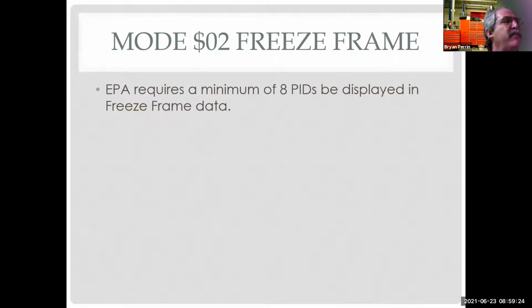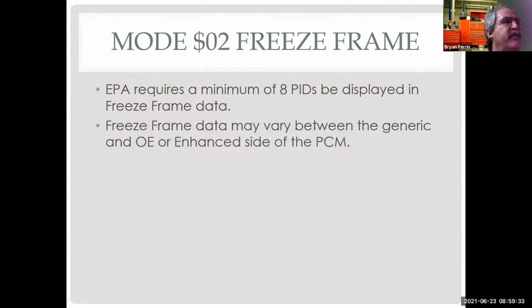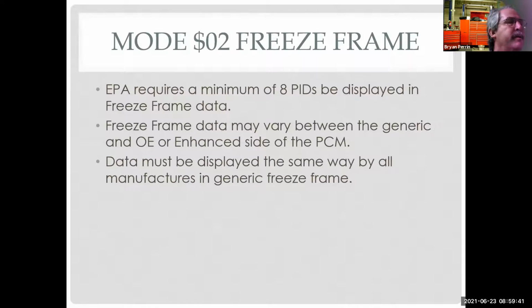So our freeze frame data requires a minimum of 8 PIDs be displayed in freeze frame data, although you may get much more. Freeze frame data may vary between generic and the OE or enhanced side of the PCM. Might get different information. Data must be displayed in the same way by all manufacturers in generic freeze frame. In other words, grams per second have to be the same, and so on.